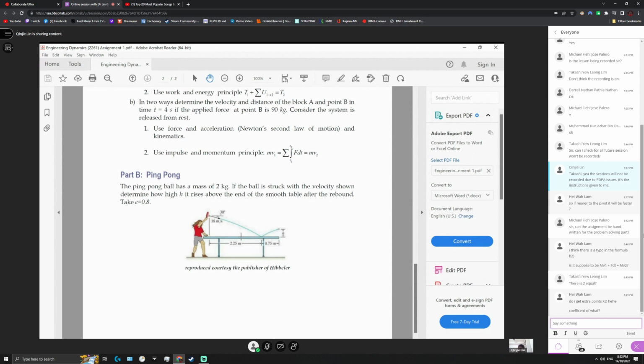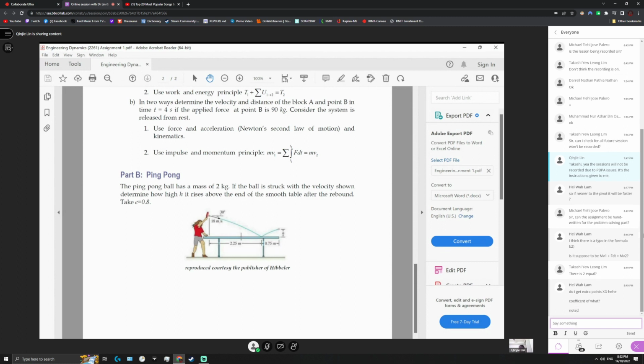Okay? Restitution, coefficient of restitution. We have gone through it before. It's in the notes also. Confirm can find. Okay?